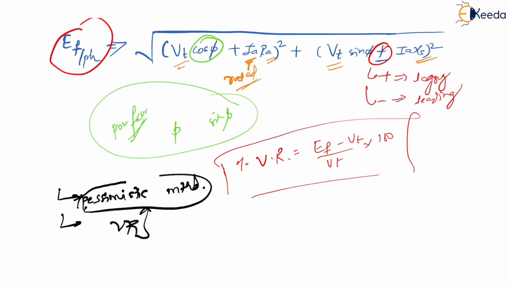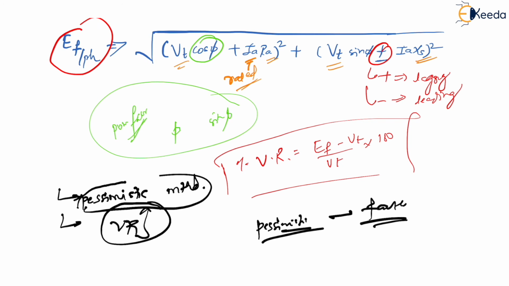pessimistic method? Whenever we see a person who is pessimistic, what will he do? He will try to find faults in every person. Yes or no? Similarly, even if the voltage regulation is less, this will show you a greater value of voltage regulation. This is the only disadvantage of this EMF method. But in most practical cases, we do prefer the EMF method over any other methods because it is kind of easy. Correct or not?